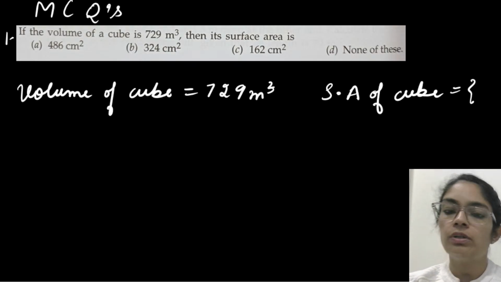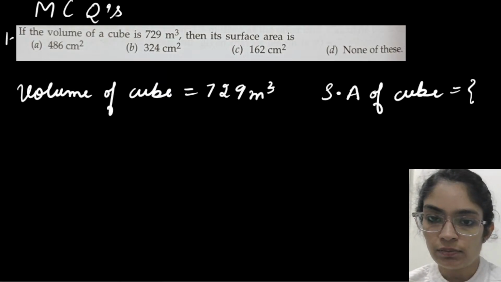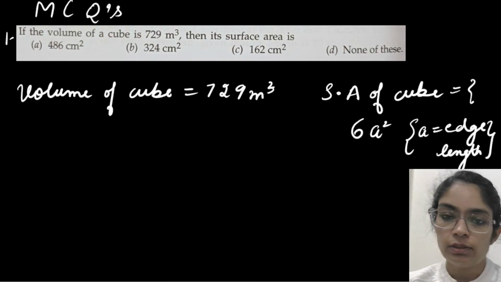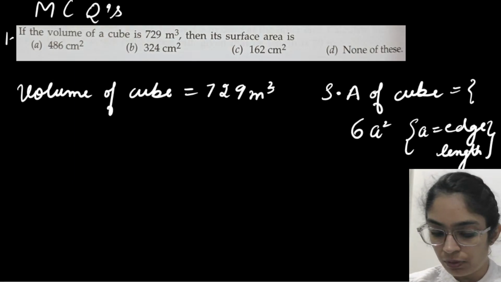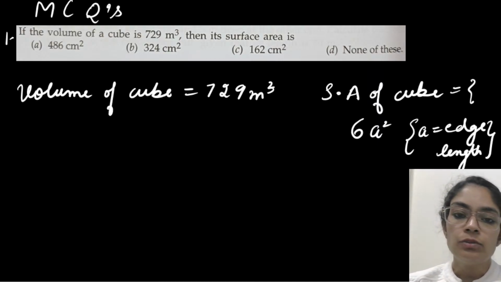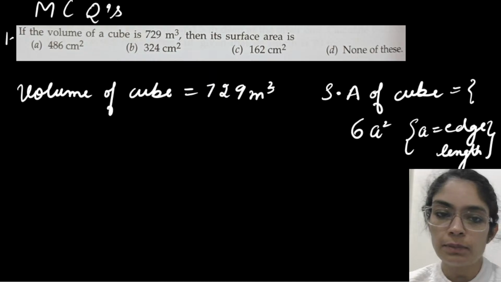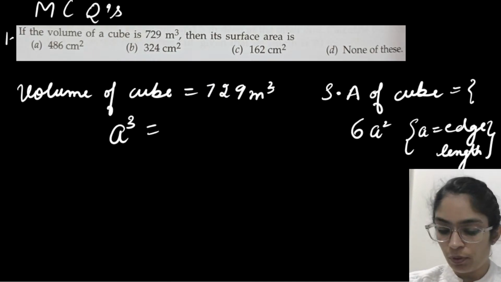So just now I have shown you the formula for finding surface area. We'll use its formula. Formula of surface area is 6a square, where a is the edge length of cube. So that means we need here a in order to find the surface area of cube. So a we will find with the help of volume's formula. Volume formula is a cube.